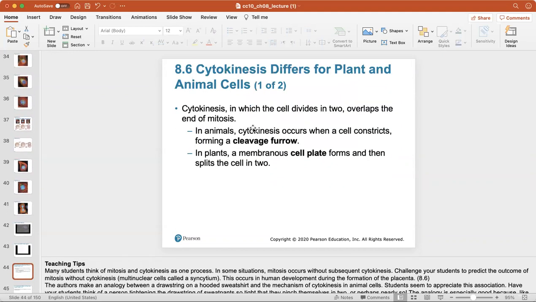Cytokinesis differs for plant and animal cells. Cytokinesis literally means the splitting of the cell into two. Cytokinesis overlaps the end of mitosis. In animals, cytokinesis occurs when a cell constricts, forming a cleavage furrow, and in plants, a membranous cell plate forms and then splits the cell into two.